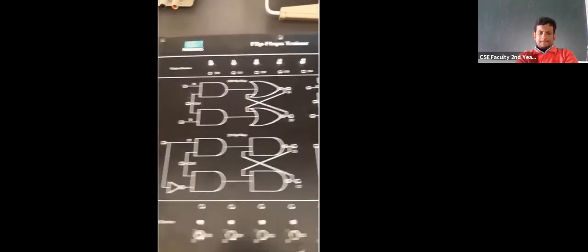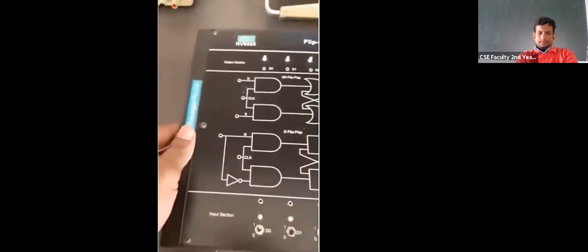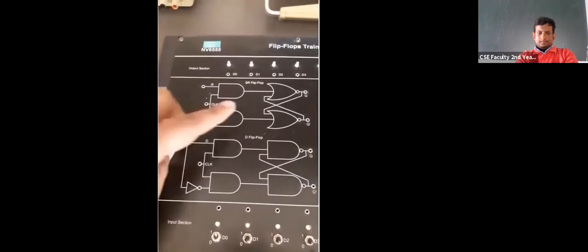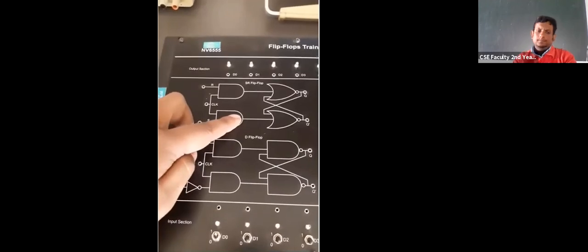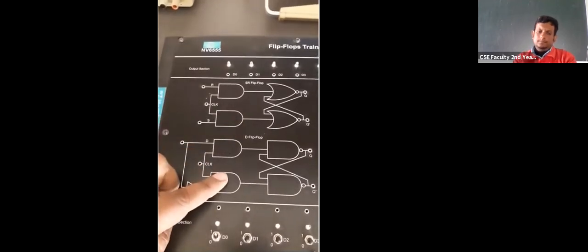Okay, now let's build the circuit, and then let's perform the experiment. I can show you the kit. This is the kit where I will do the experiments. Okay, so in this portion you can see this is the SR flip-flop, this is the D flip-flop. Okay, and here it is the JK flip-flop and D flip-flop. So we will discuss the JK flip-flop first, then if we get time, we will discuss the D flip-flop.